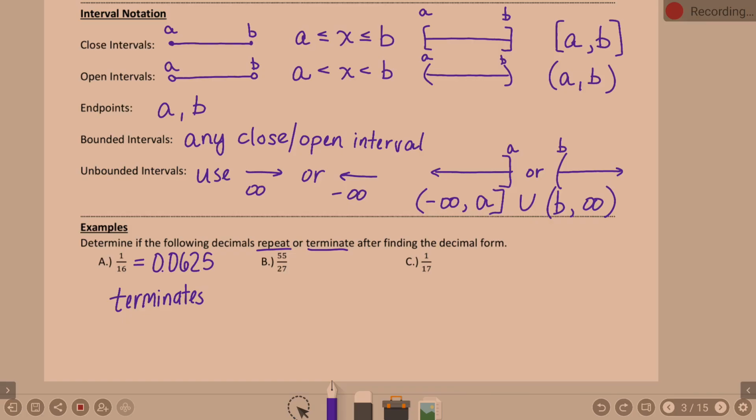What about 55/27ths? It repeats. You think it repeats? Yeah. What are we getting? 2.037037037. So, fairly obvious that it's a repeating decimal with 037. So that one repeats.